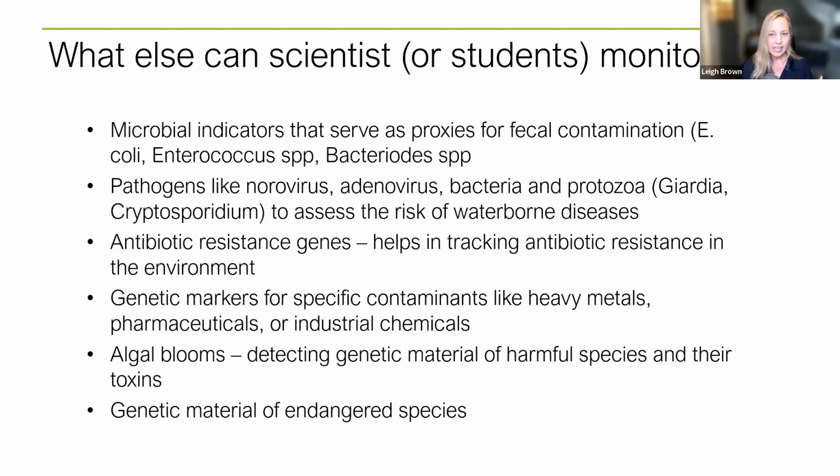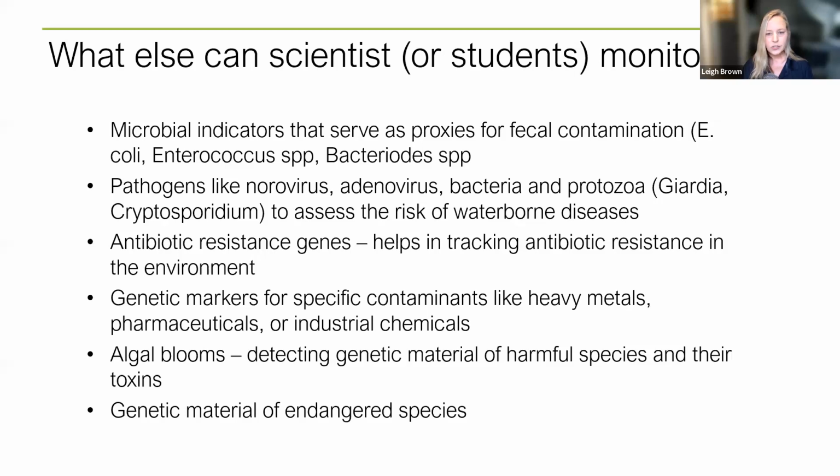But microbial indicators that might serve as proxies for some kind of fecal contamination. We could look for this, obviously not in wastewater because it's clearly contaminated with fecal matter, but in rivers and streams, things like that. We can also look for pathogens like norovirus, different bacteria, giardia, things like that, looking at waterborne diseases.